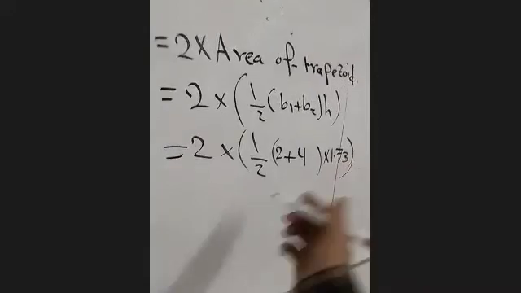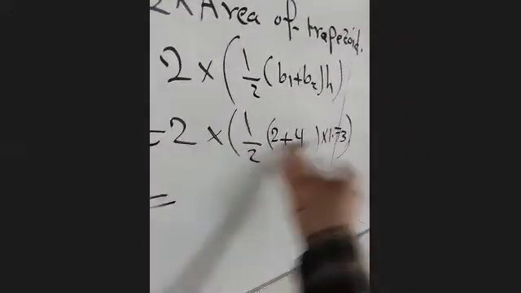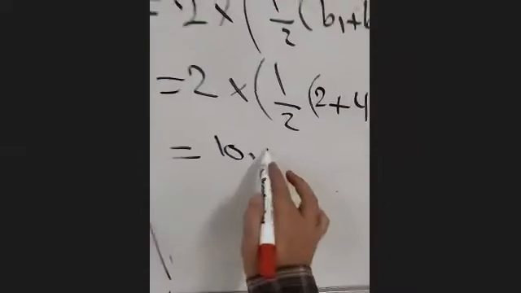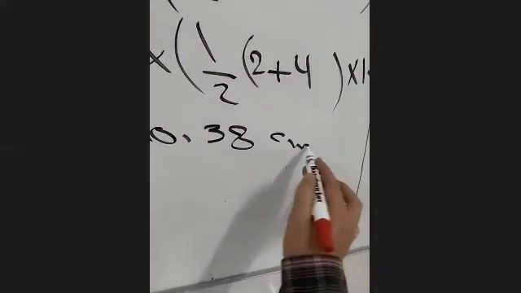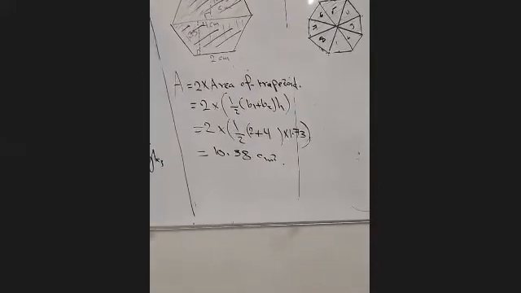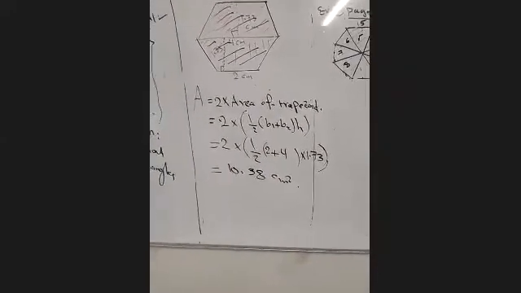Now calculate. Calculate. Grade 4. Calculate this. The answer will be 10.38. All of you remove your hands. All of you.